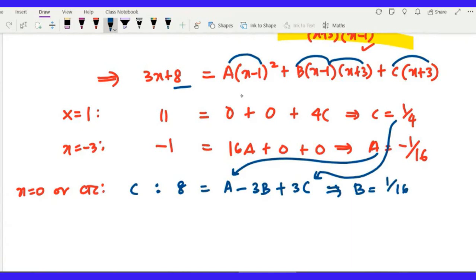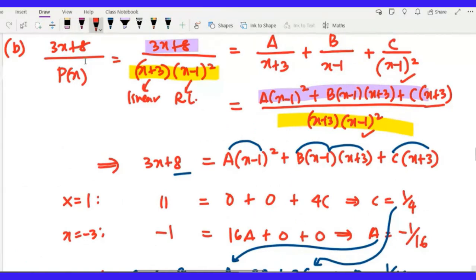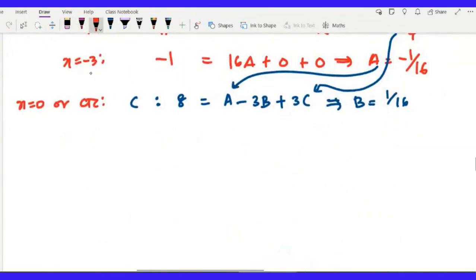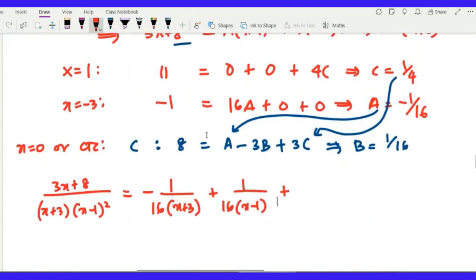So nak buat apa dengan ABC ni? Ganti masuk balik dalam partial fractions kita. Untuk express partial fraction mesti kepala soalan yang asal tu kena tulis balik: 3x plus 8 over (x plus 3)(x minus 1) squared. Lepas tu barulah ganti masuk semua jawapan dia: A negative 1 over 16 x plus 3, B 1 over 16 x minus 1, C berapa tadi? 1 over 4.